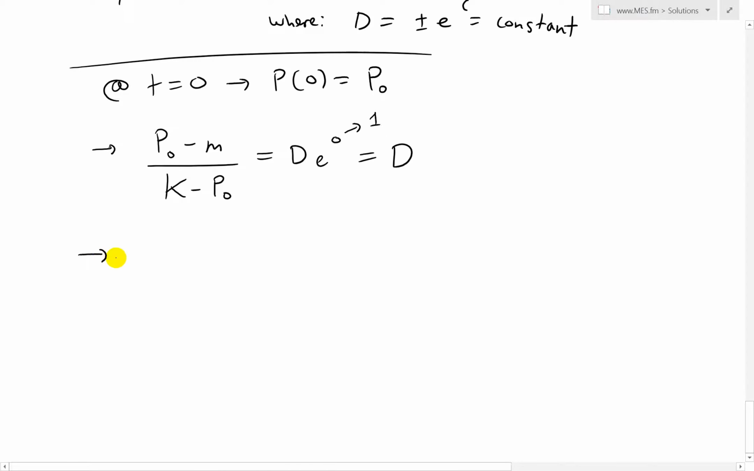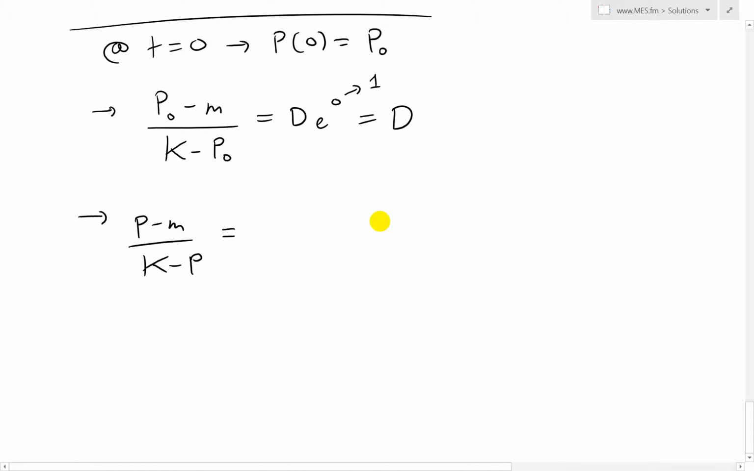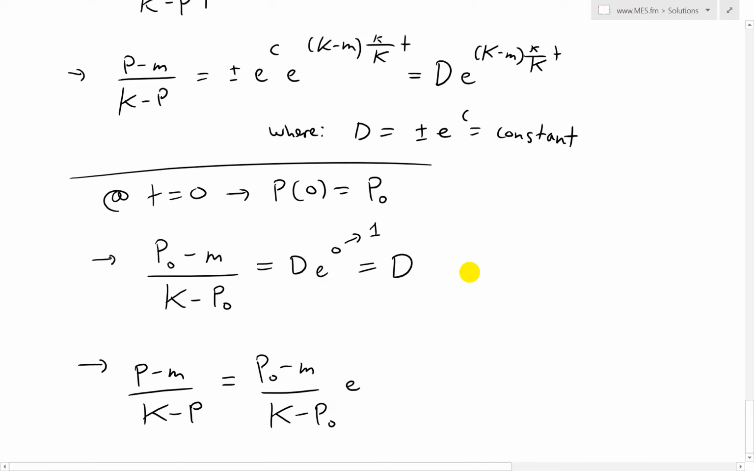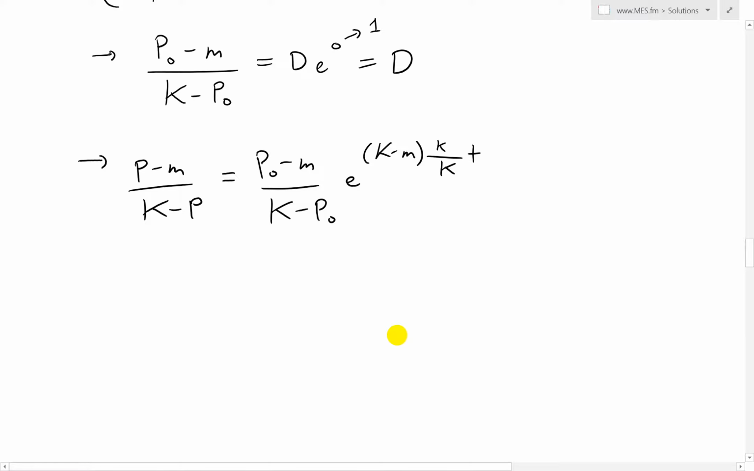So what we get is (p − m)/(K − p) equals d, where d is (p0 − m)/(K − p0), and then e to the, and then put that entire value in, so e to the (K − m)kt, like that. And now we have everything we need to basically solve for p. We just have to simplify this further and do a bunch of algebra.